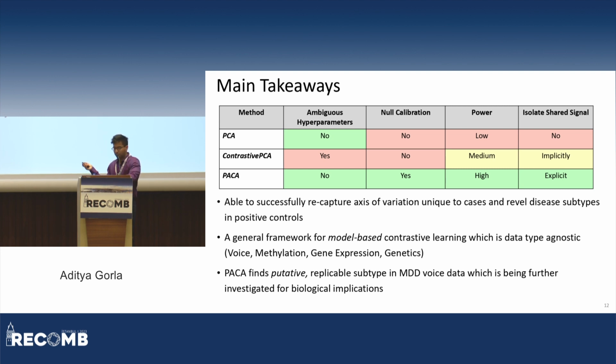And I haven't mentioned this, but you're not actually restricted to one data type. You can combine something like voice data and gene expression data, right? There's no restriction on what that feature set is, as long as they're shared between the cases and controls. And finally, we're also able to show that PACA finds a putative and replicable subtype in voice data, which is being further tested for implications in depression subtypes.